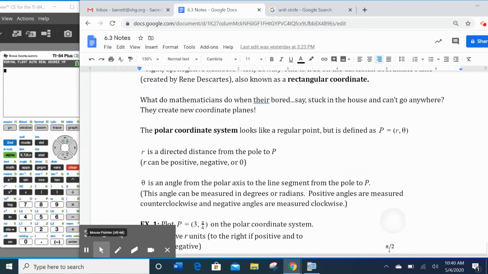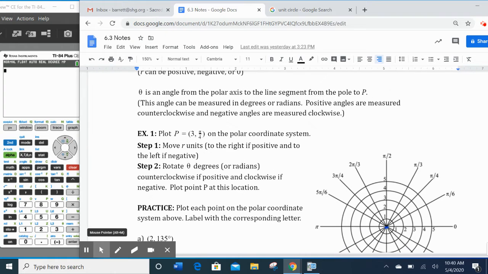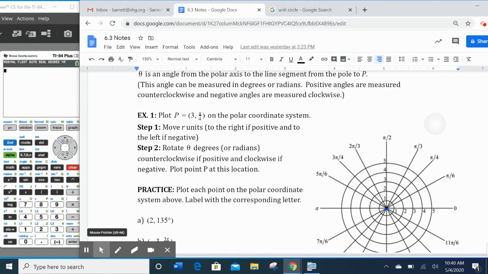So the first coordinate is a distance, and then the second coordinate is theta, which is an angle, and it's going to tell you how many degrees or radians to rotate, whether you're rotating up or down. I think the best way to explain this is to show you an example: plotting the point (3, pi/4).